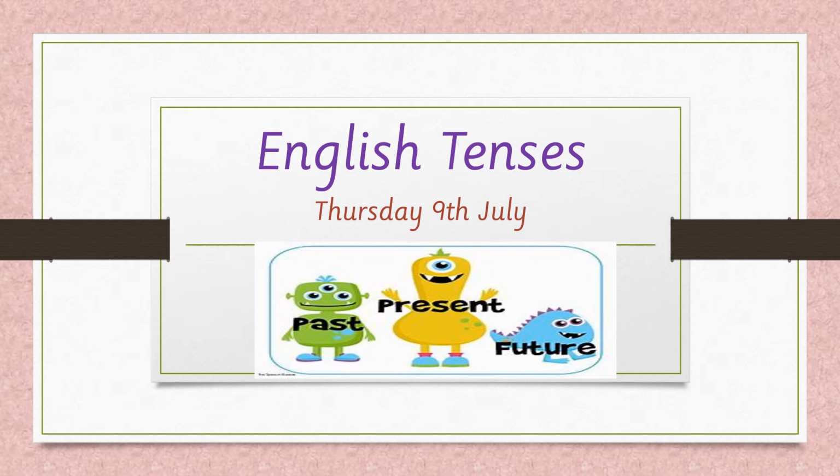Welcome to Thursday morning, the 9th of July. And once again, we are looking at tenses. Do you remember what we learned yesterday when we did tenses? Look at the little picture at the bottom to give you a reminder. Past, present, and future. Those are the words that we will be focusing on and the way that we will write our sentences. What happened in the past, what is happening now in the present, and what will happen in the future.